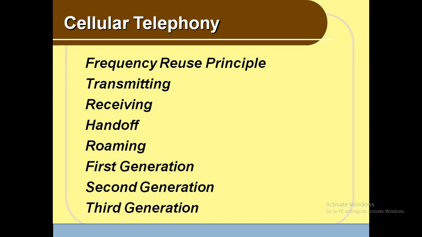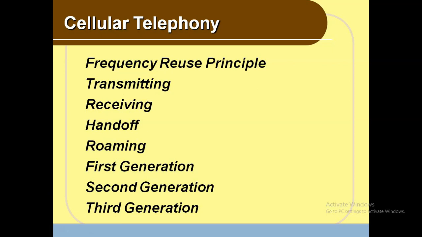Before moving towards the frequency reuse principle, we now see the function of transmitting. The transmitting function means placing a call from a mobile station. The caller enters a 7 or 10 digit code, that is the phone number being called, and presses the send button. The mobile station scans the band and sets up a channel with a strong signal, and sends the phone number to the closest base station using the channel. The base station relays the data to the MSC, and the MSC sends the data to the telephone central office.